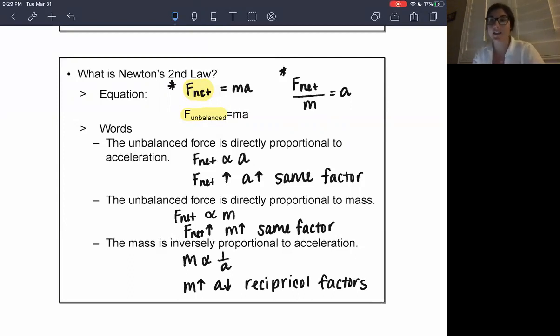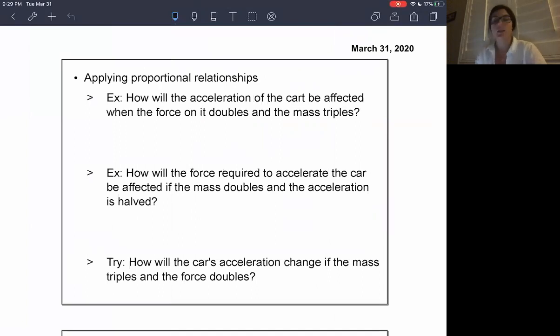It's going to get cut in half, because 1/2 is the reciprocal of doubling, or the reciprocal of 2. So let's look at some problems and use that relationship. How will acceleration of a cart be affected when the force on it doubles and the mass on it triples? So when net force is doubled and mass is tripled, how is acceleration going to be affected?